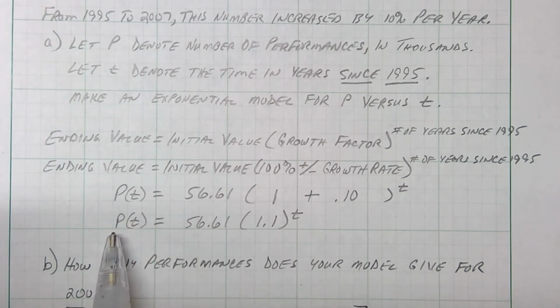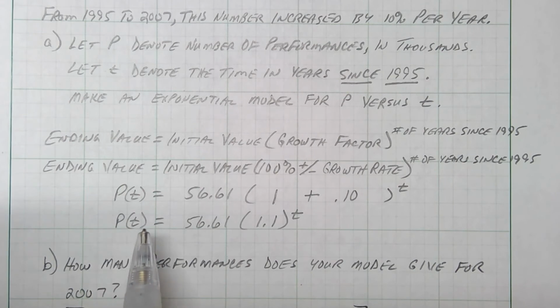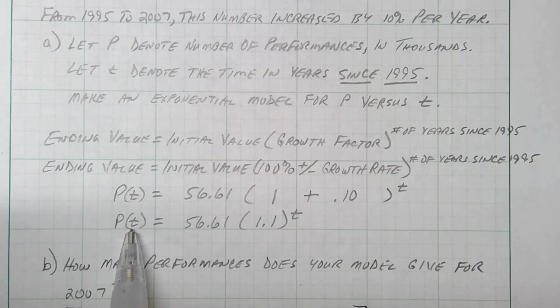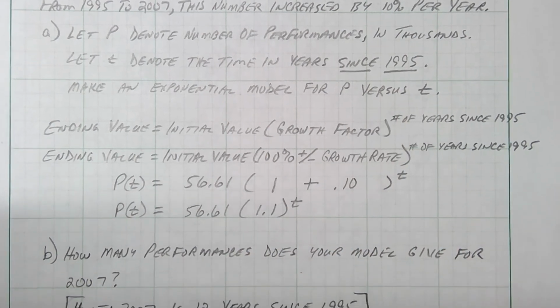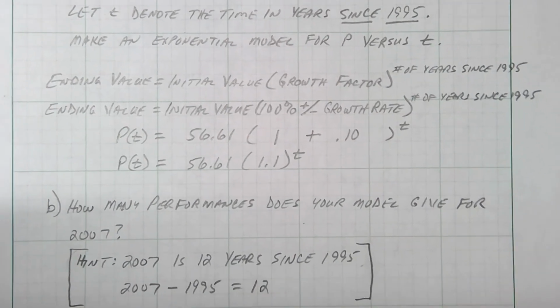So I want the number of performances in the year 2007, except we're not going to use the year 2007. We're going to use how long has it been since 1995. So let's do a quick calculation there.